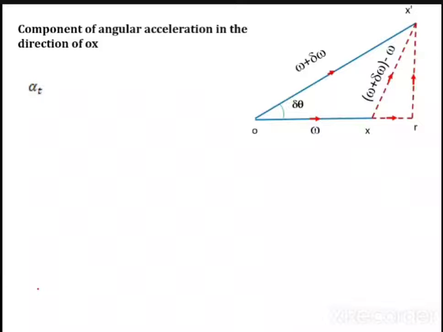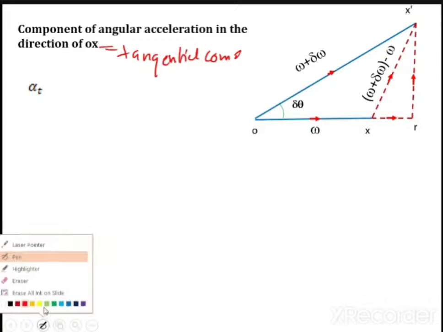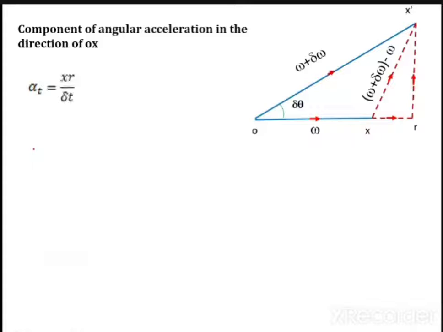First of all, we'll start with the analysis. First we'll talk about the component of angular acceleration in the direction of OX. The component of the angular acceleration in the direction of OX means what? It is nothing but the tangential component. Now you know that the tangential component is denoted by alpha t. So what is alpha t? Alpha t is nothing but XR upon del t.